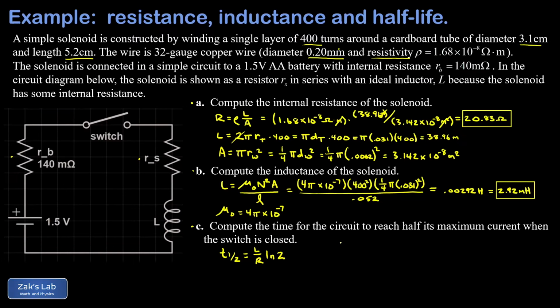And the R in that equation is the total resistance of the circuit. So that's the sum of the internal resistance of the solenoid together with the internal resistance of the battery. So R is going to be that 140 milliohm internal resistance, or 0.14 ohms, plus our solenoid resistance, which was 20.83. And we get a total resistance of 20.97 ohms. And of course, our inductance, we just figured that out, is 0.00292 Henries. So we plug into the half-life formula. And when we run the numbers on this, we get 9.65 times 10 to the negative 5th seconds.